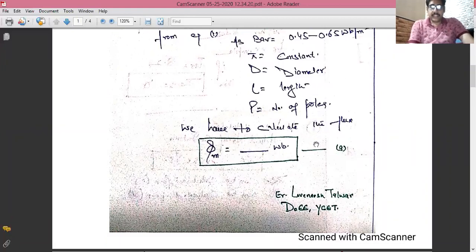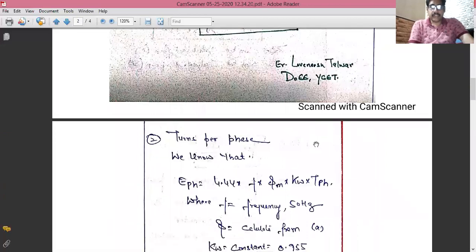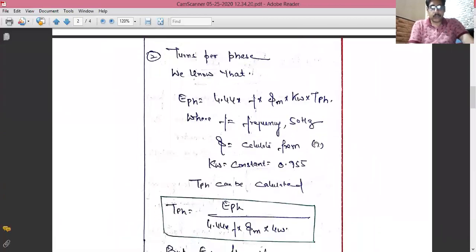Now after the calculation of phi, we know that in case of a synchronous machine, E_PH is equal to 4.44 into F into phi_m into K_W into T_PH. In this equation, F is the frequency, phi_m we have calculated from equation number A, and K_W is a constant value, that is 0.955, and from this equation we have to calculate the T_PH. This T_PH will be given by the formula E_PH upon 4.44 into F into phi_m into K_W.